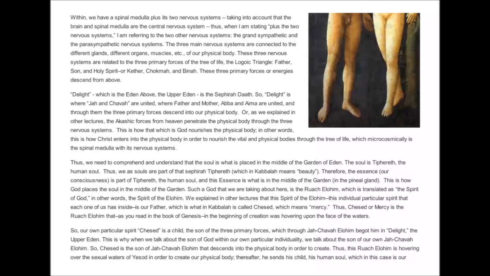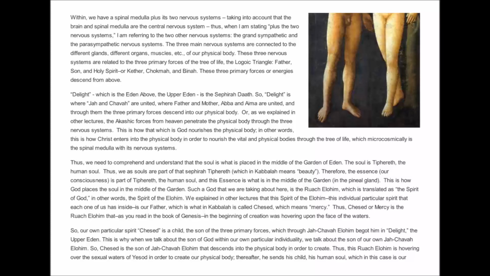And the soul is placed in the middle of this garden, as you remember. And we explained that the soul is Tifereth, the human soul. We are souls, part of that Tifereth, which is called in Kabbalah beauty. Part of it, which is the embryo of soul, the consciousness, the essence, is what is in the middle of this garden.